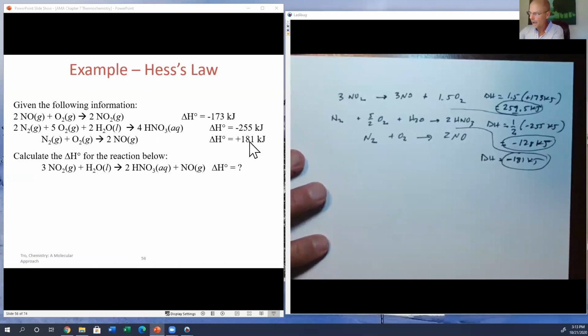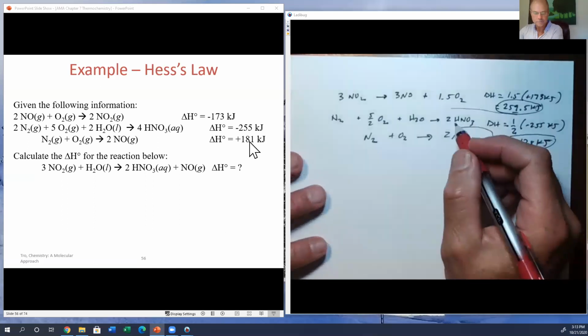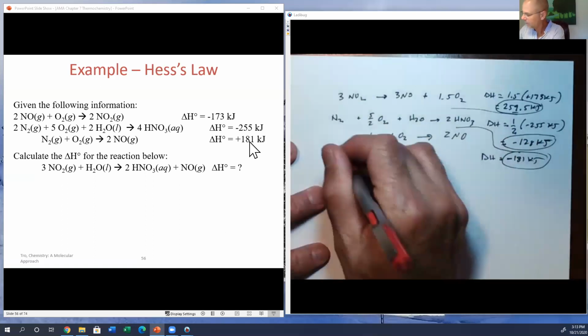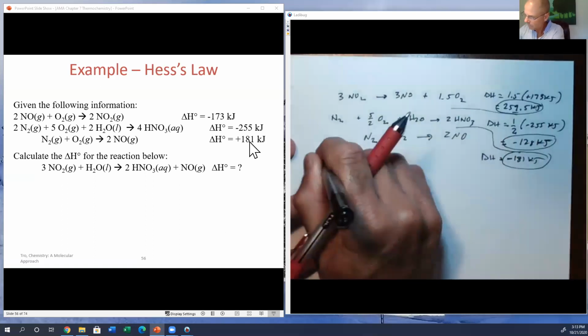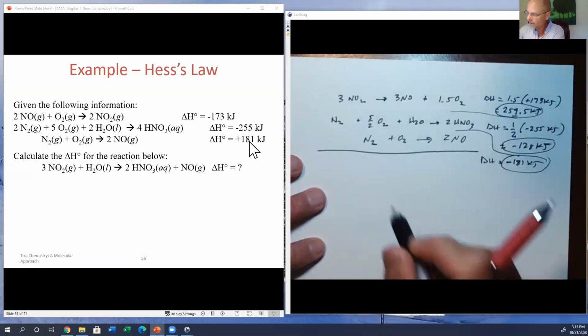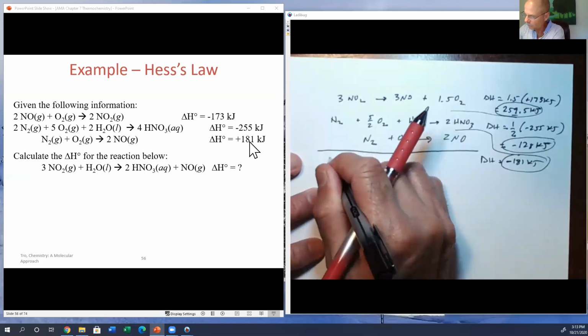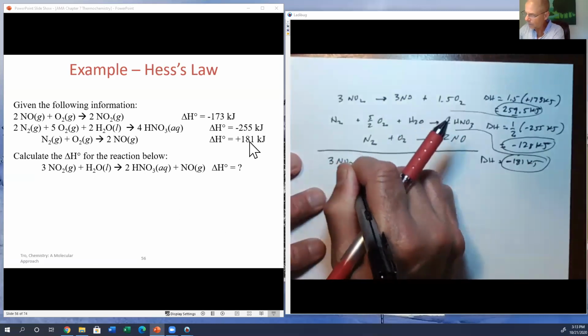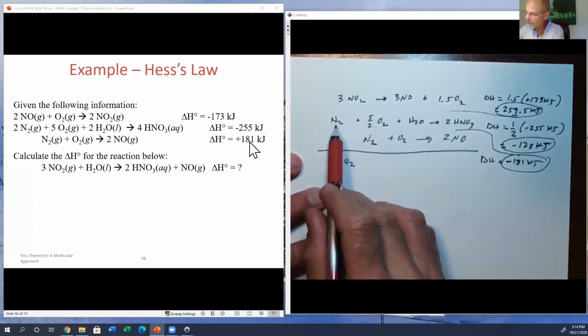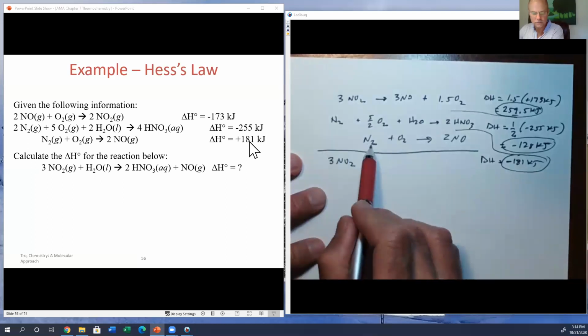Now, notice what happens. If I sum all these together, anything that's on both the reactant and the product side, I can cancel out. So NO2 is here. I don't have any other NO2, so I get 3 NO2. Plus, let's see all the reactants, N2. I have N2 and N2.